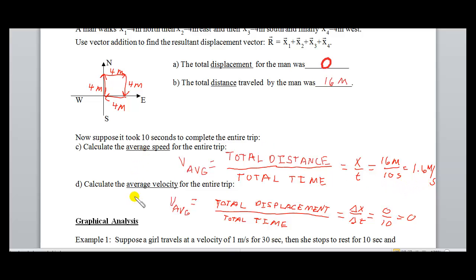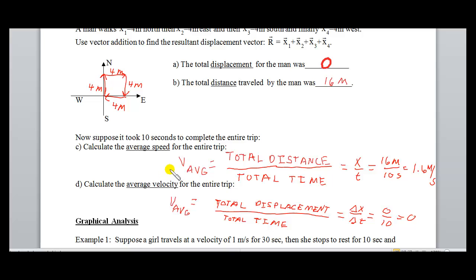On the other hand, average velocity is a very different quantity. To find average velocity, it will be the total displacement over the total time, and that can be expressed in terms of my change in position, delta x, over the time period, delta t. And as we mentioned earlier, the total displacement was 0. That's what we got up here. And dividing that by 10, we get 0.